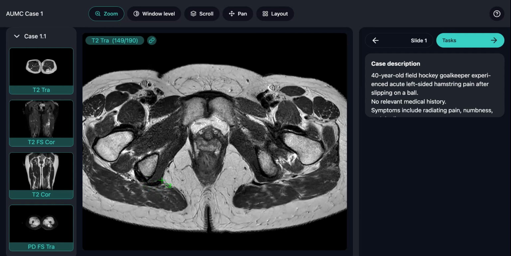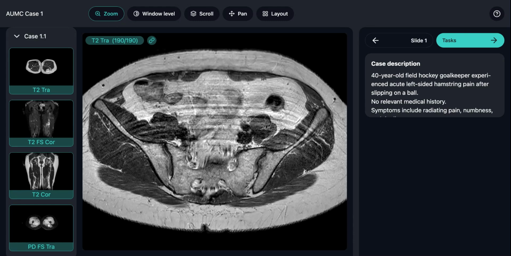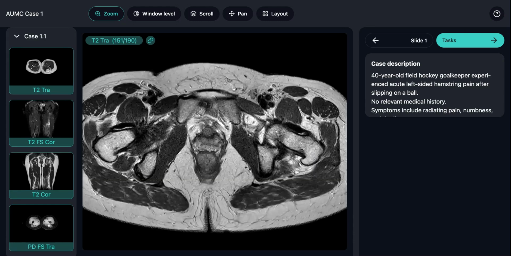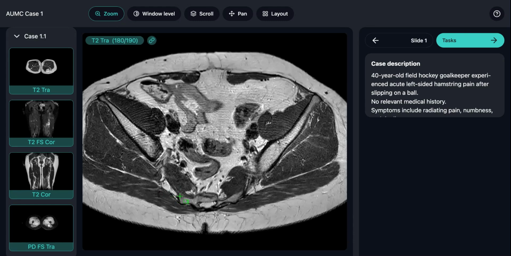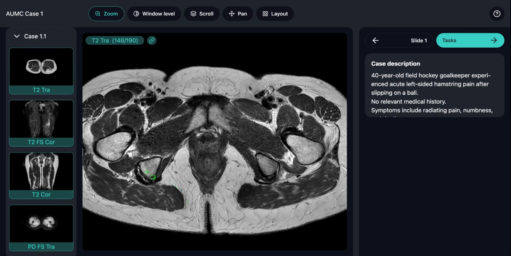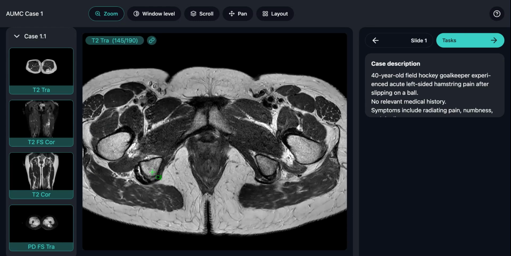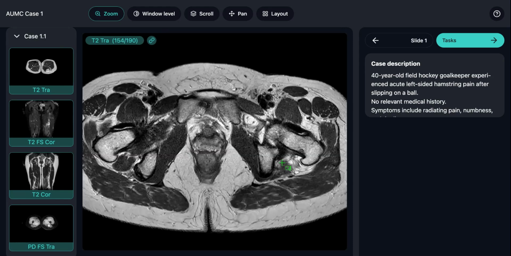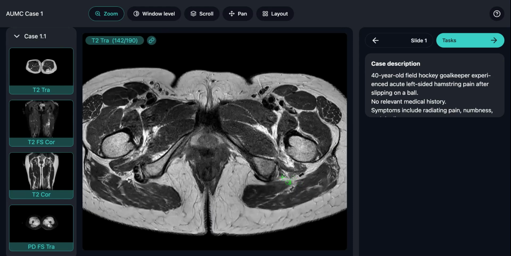And when we go further up, we can see here the sacrotuberous ligament. Oh, I skipped a little bit. We can follow that one up all the way to the sacrum. So now we have seen the normal anatomy on the right side, and then we can look at the left side in this patient where she had the pain.